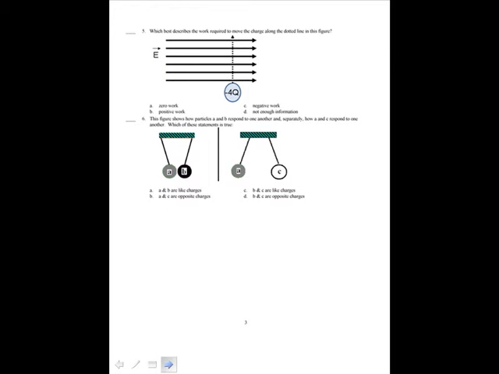Which best describes the work required to move the charge along the dotted line in the figure? Well, this is an equal potential line. Work is Q delta V. The potential doesn't change, so the work is 0.